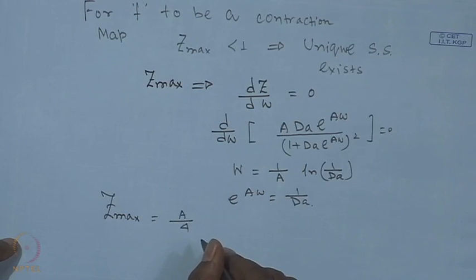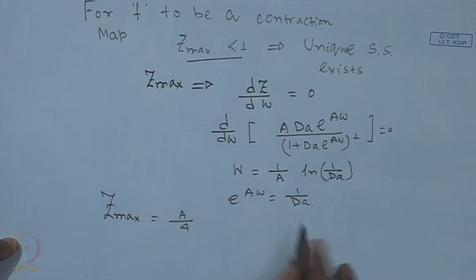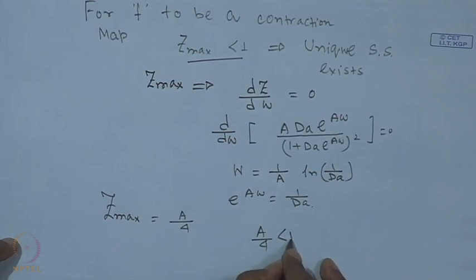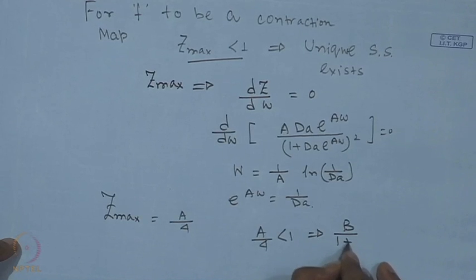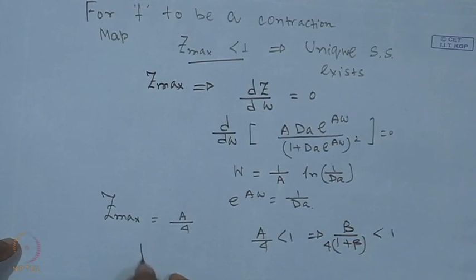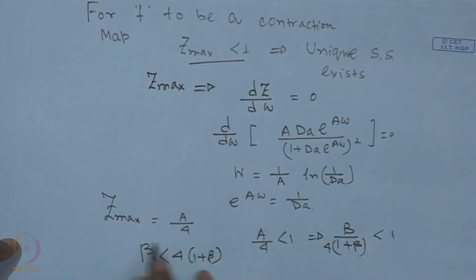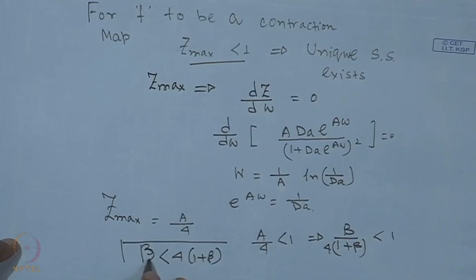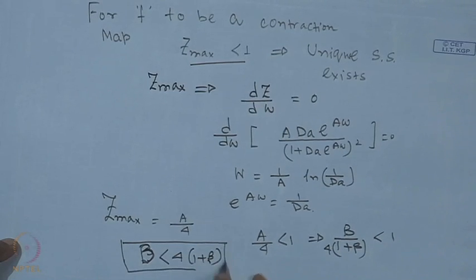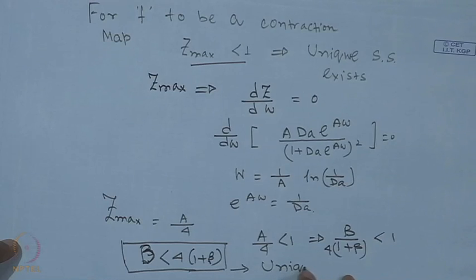So, the condition of the contraction map is z max less than 1, that means a by 4 should be less than 1. Let us substitute the value of a, which is nothing but b divided by 1 plus beta. So, b is less than 4 into 1 plus beta is the condition. So, b less than 4 into 1 plus beta is the condition for the occurrence of a unique steady state in this system.